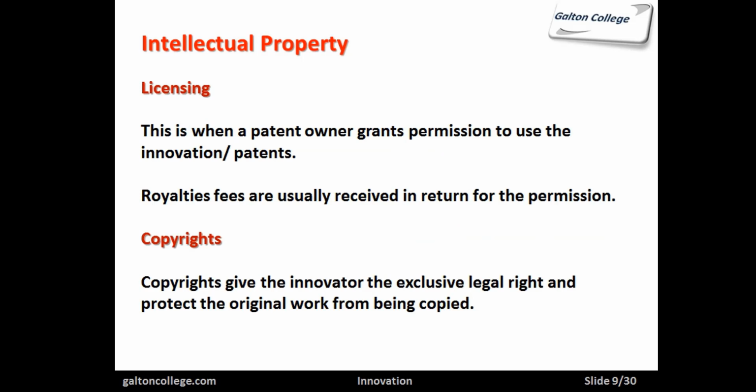It may also be possible to protect intellectual property by licensing. This is when a patent owner grants permission to use the innovation or patents. So they license out the idea. They've got a good idea, it's patented, and they can license it to someone else to make. They don't have to make it themselves. They don't have to set up the industry, set up the company. They just simply license it to someone else to make. And royalty fees are received in return for allowing people to produce it on their behalf.